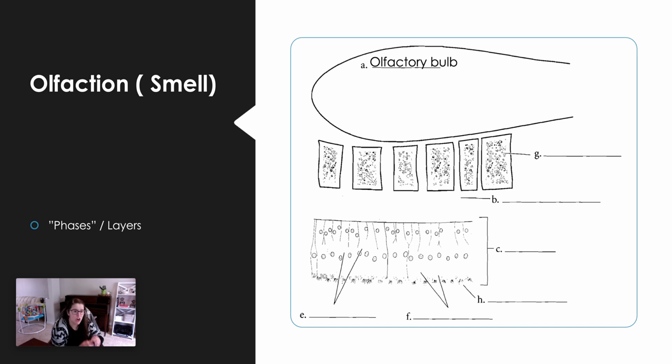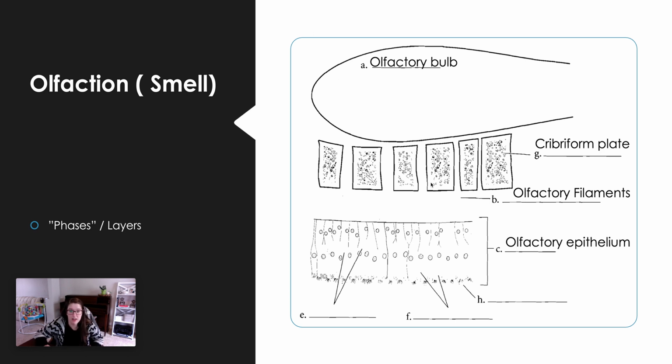But the cribriform plate has all these pores in the bone. Those pores are where the olfactory filaments are going to travel through. Okay, so I don't know why this image isn't showing it, but here's where your nerve fibers are traveling through the cribriform plate in the skull. From there, it meets up with the olfactory epithelium, and that's the tissue that lines your nasal cavity. And that's going to consist of olfactory cells, smell cells, supporting neural cells, and olfactory hairs.